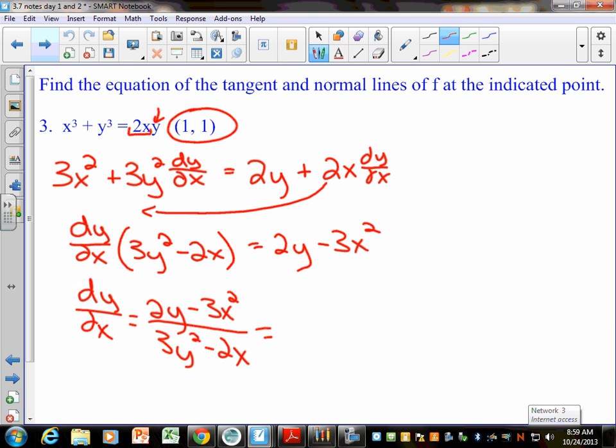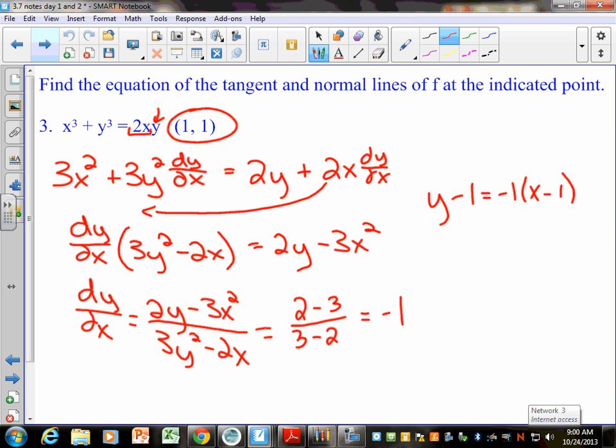That might have been one of my mistakes on that AP exam, because I mixed up my x and my y when I was doing this. But since it's 1, it's really nice, because that's just going to be 2 minus 3 over 3 minus 2, which happens to just be negative 1. If you know your point and you know your slope, you should be able to write your lines, right? Tangent line would be y minus 1 equals negative 1 times x minus 1.